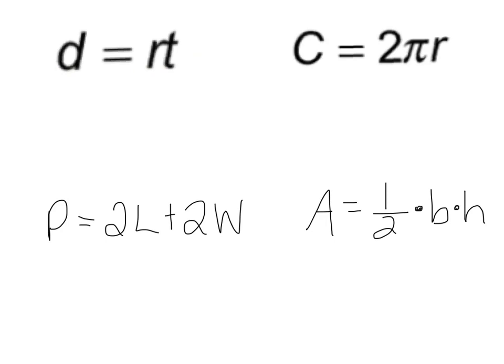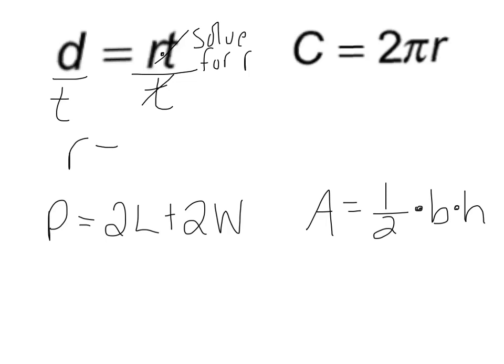Okay, and so when we do this, let's say that we wanted to solve for R in this case. What we'd want to do is look at the R as being multiplied by the T. So to undo multiplication, we divide. We're going to divide by T to cancel that out. Well, we'd also have to divide by T on this side. So therefore, R equals just D divided by T.